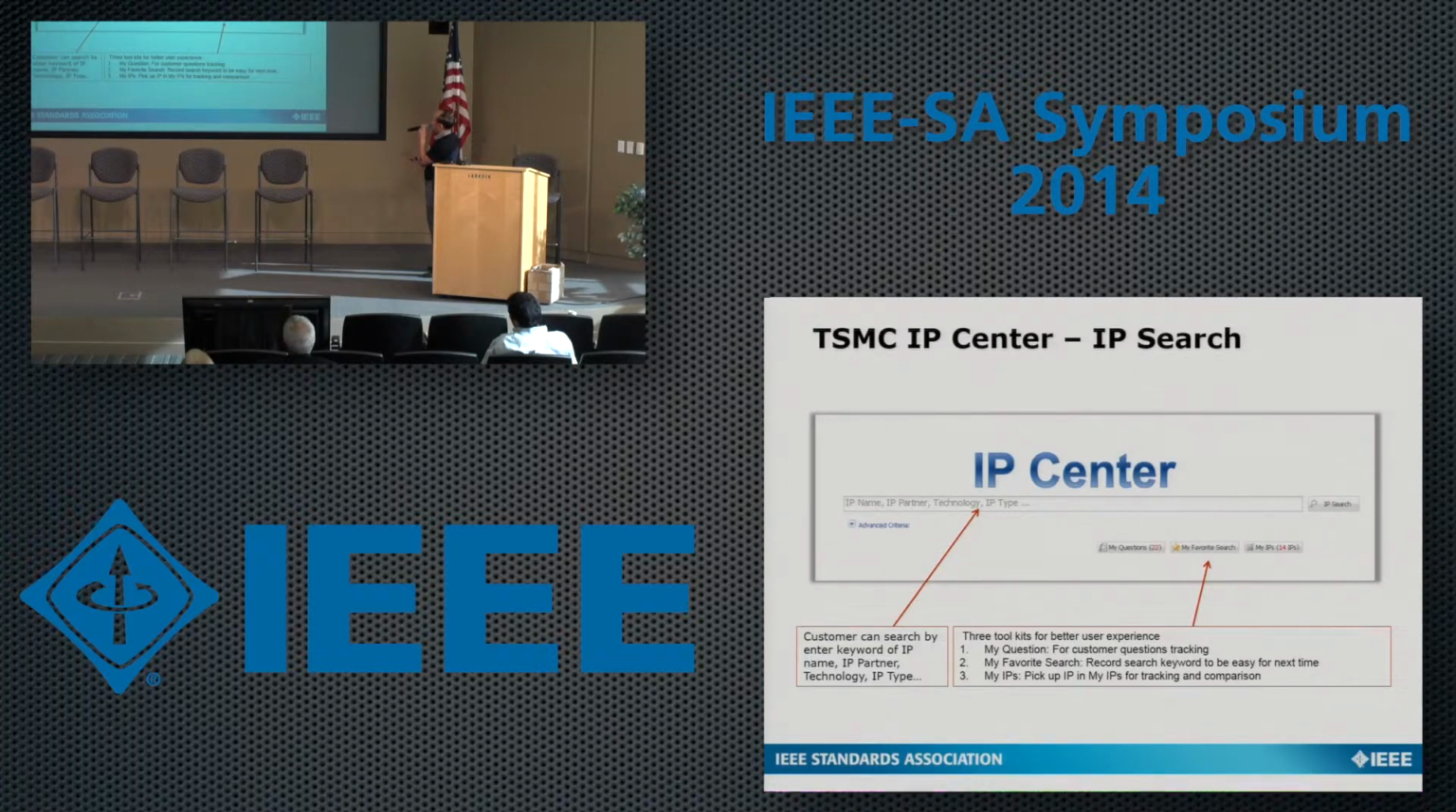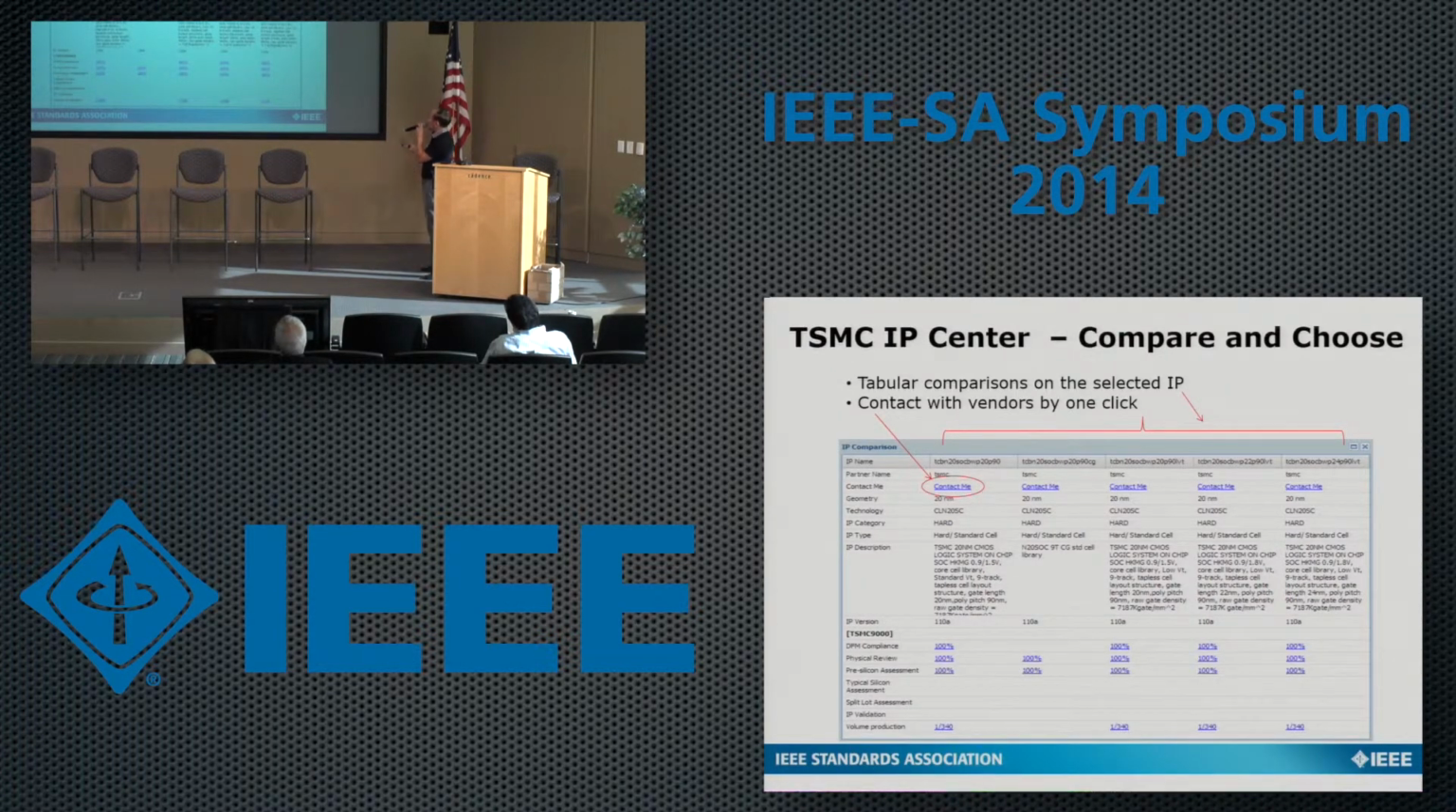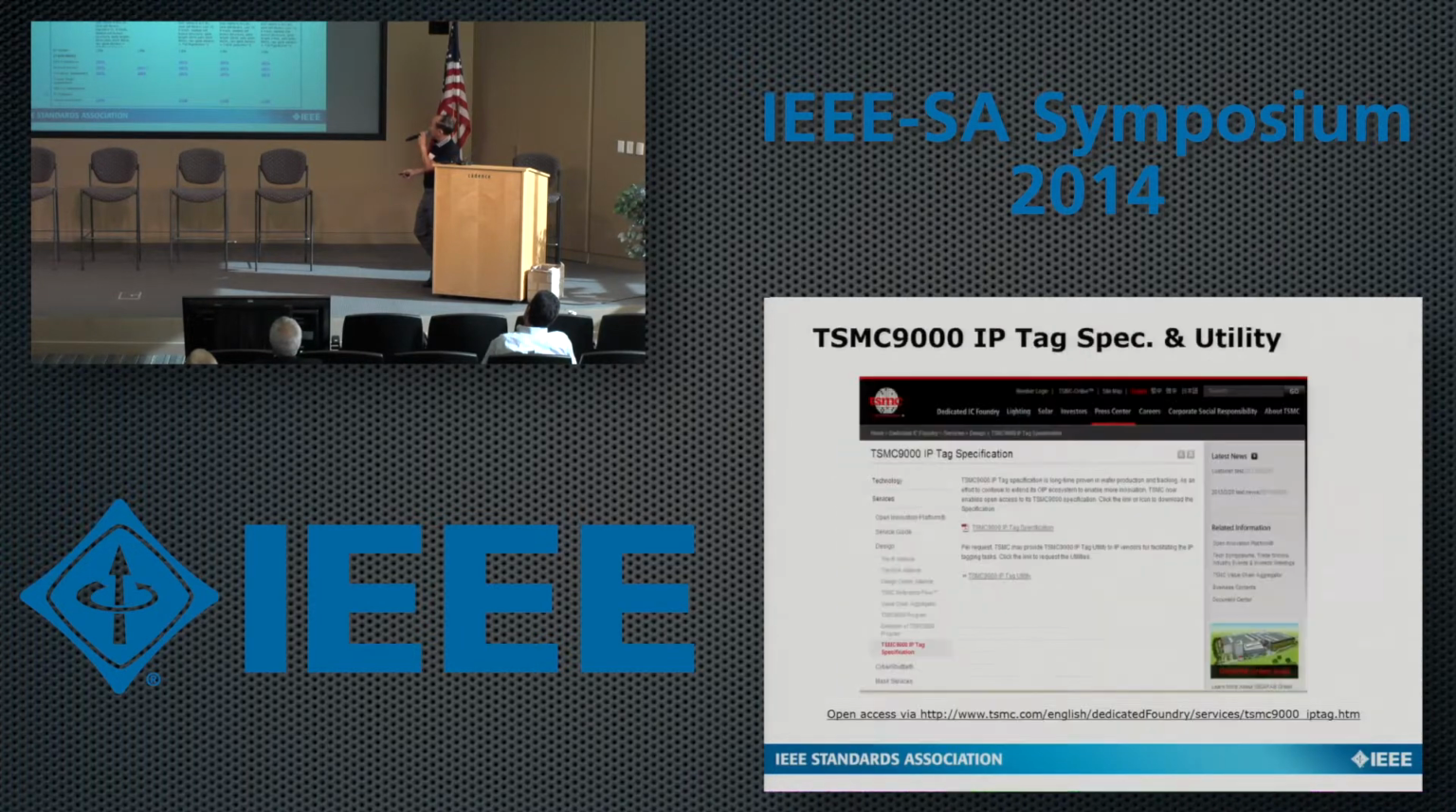And from a customer perspective, we also introduced a more comprehensive way to search for IP, which we call IP Center. So the customer can search and enter a lot of keywords for IP name, IP partner, technology, IP type. So they can more comprehensively look at all the IP available for their design. And this is just more detail. In this case, we also have a contact name there. So if that's the IP you're interested in, you can click on contact me, and it comes up with a list of contacts at the IP partner. So you can contact them and start a discussion about how you want to use that IP in your design.